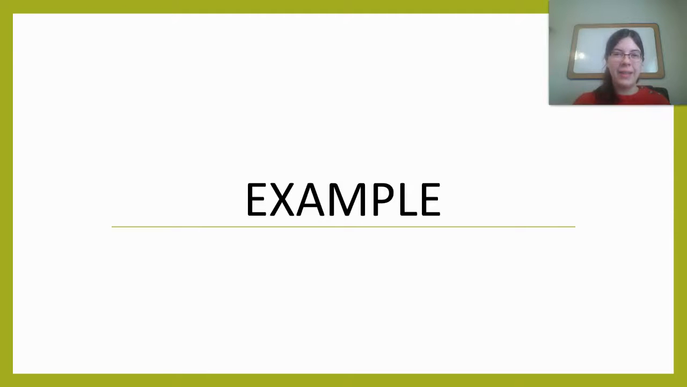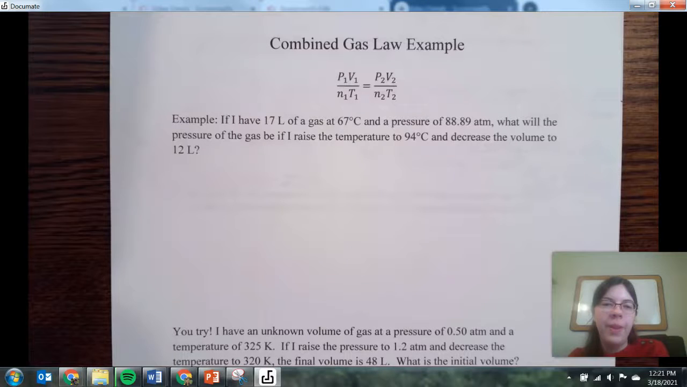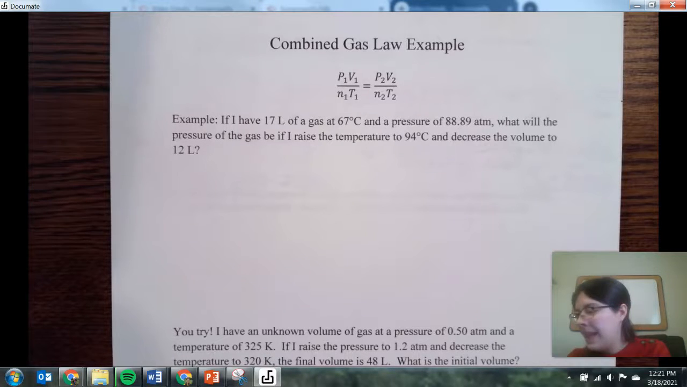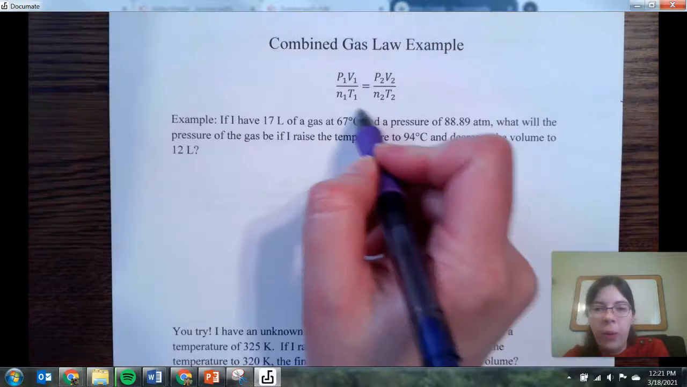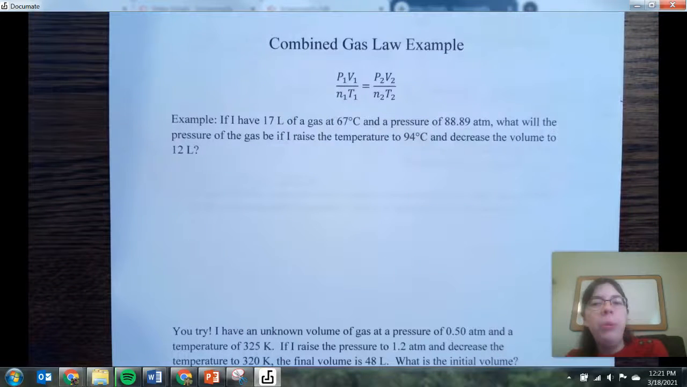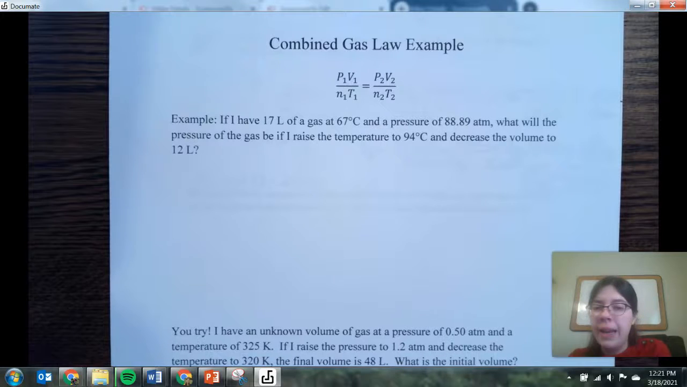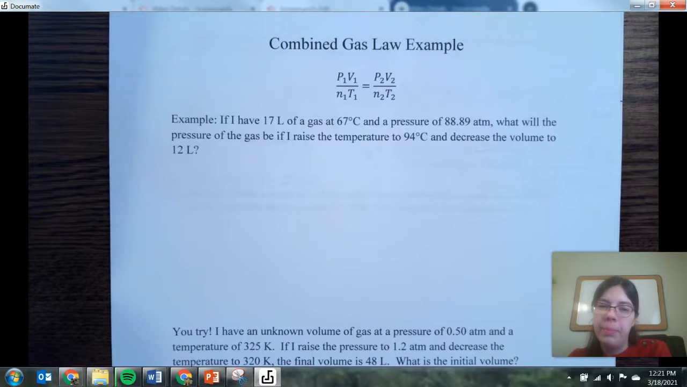Okay, so let's go ahead and try an example of this. So remember, this is our combined gas law equation. And one thing I want to point out is that if you have a variable that doesn't change from the beginning to the end, you can go ahead and cancel that out from both sides of the equation. You can simplify things from there. So as we read through our example, it tells us: if I have 17 liters of a gas at 67 degrees Celsius and a pressure of 88.89 atmospheres, what will the pressure of the gas be if I raise the temperature to 94 degrees Celsius and decrease the volume to 12 liters?